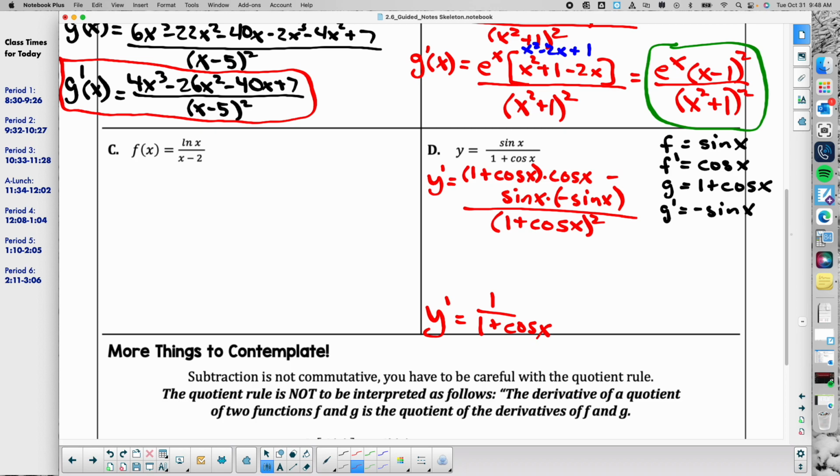Would one minus cosine squared be sine squared? It's not in this problem, but yes. Okay. Yeah, you'll probably get that eventually, I'm sure. And sometimes you put that in place of sine squared to make the problem easier.